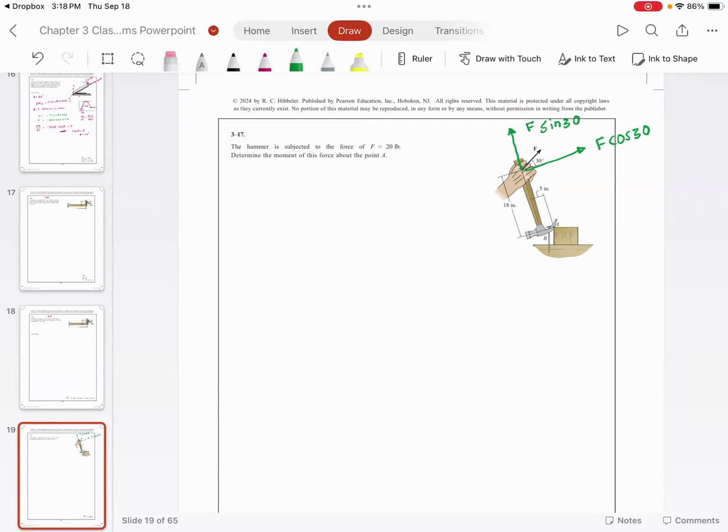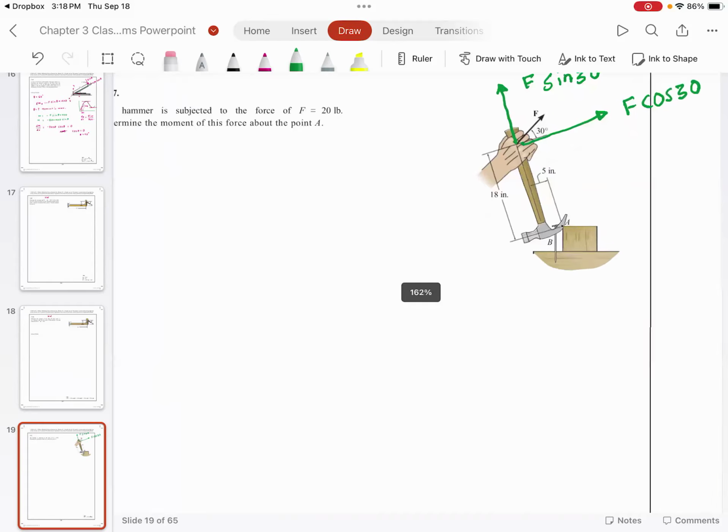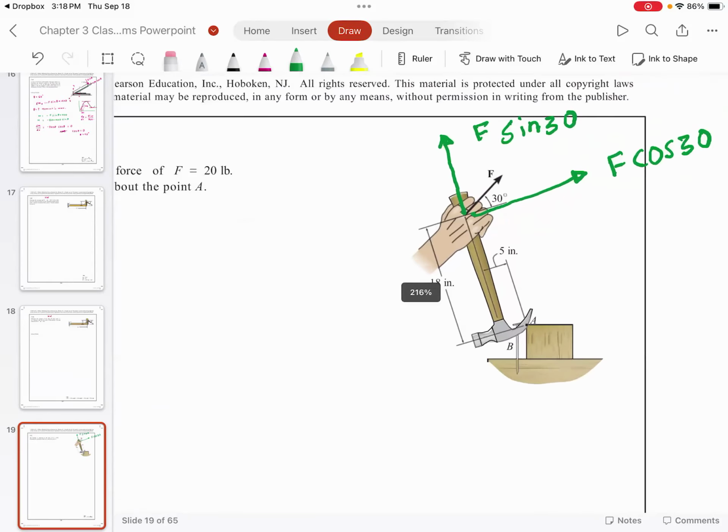Now, I want you to look at this figure very, very carefully. And I want you to tell me what is the lever arm for F sine 30. Can you see the lever arm for F sine 30 is 5. Do you agree with me? What is the lever arm for F cosine 30? Can you see the lever arm for F cosine 30 is 18. And then you set up the problem.